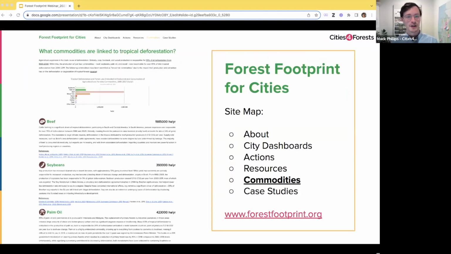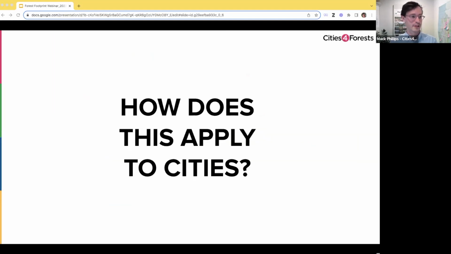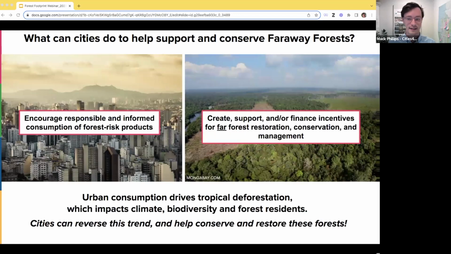Great. Yeah. So let me move you to another tab here. If you're curious about these commodities and digging into the science behind the impact the production of these commodities is having on tropical deforestation, you can find all of that on the commodities tab. We have all of that laid out there for you. But I want to jump into this question, which is, okay, how does this apply to cities? Great, we have a footprint. What do we do next?